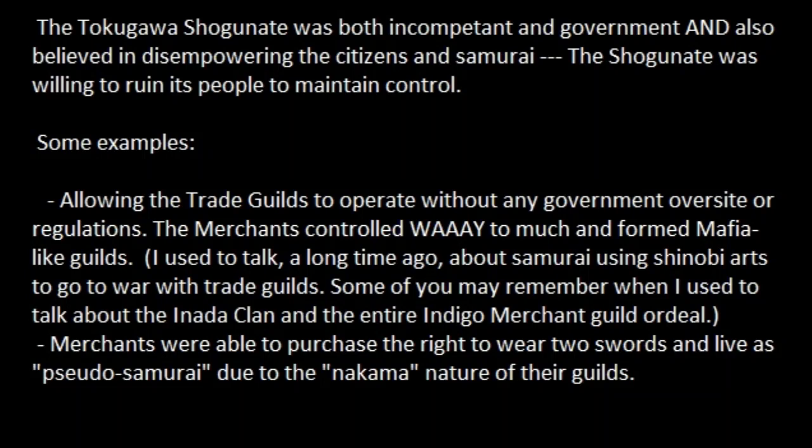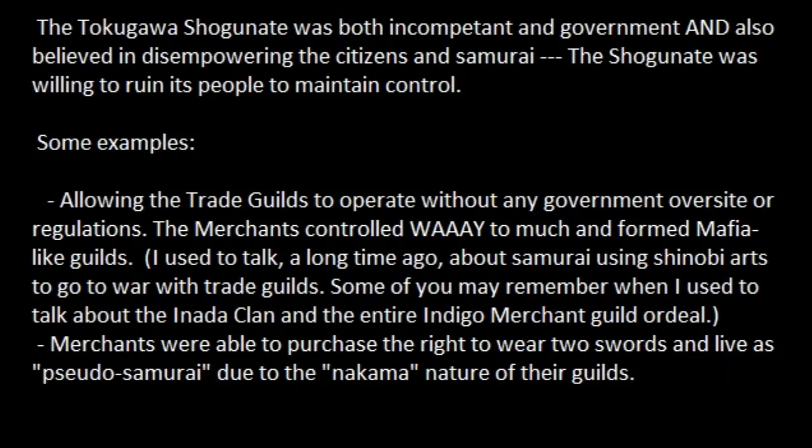So some examples of that. Let's bring up those trade guilds again, right? By allowing the trade guilds to operate without any government oversight or very little regulations, the Tokugawa Shogunate were just like, well, merchant activity is for the merchant class. You guys just handle it. And the trade guilds did. But the problem was the merchants controlled way too much, and they formed mafia-like guilds.